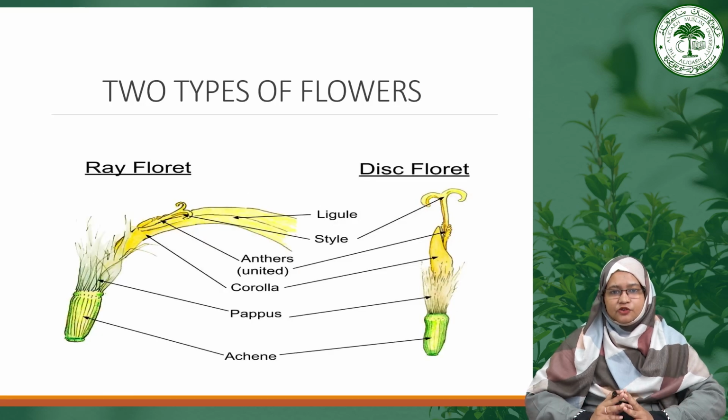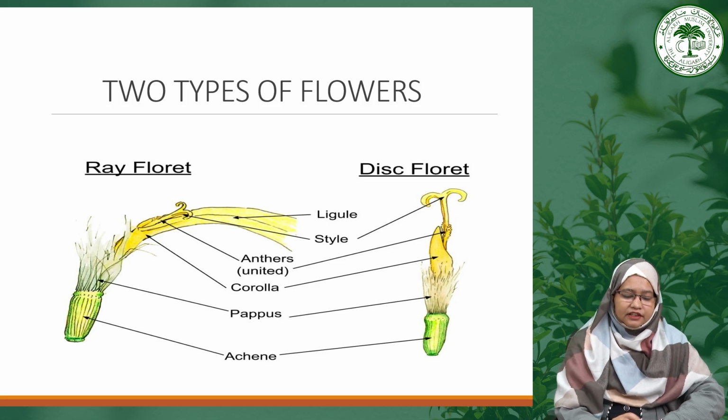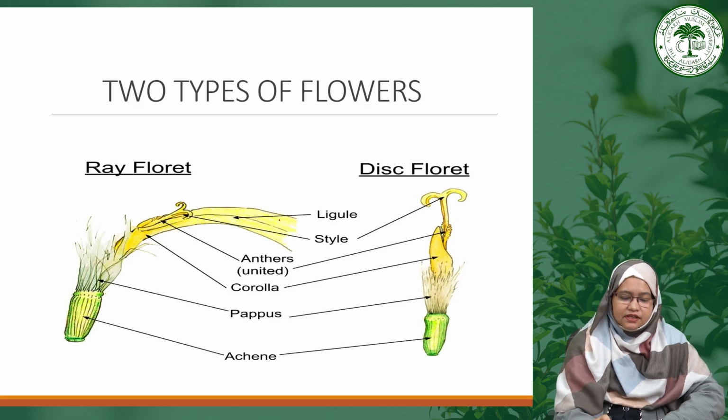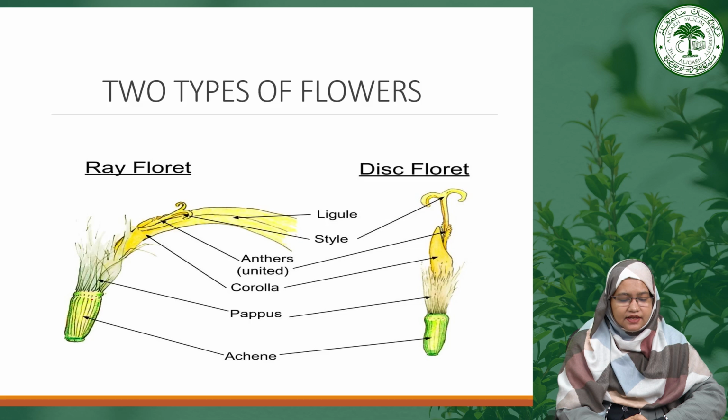So if you see these two types of flower, the first one is the ray and the second is the disc floret. Ray florets are generally present at the periphery and they have a corolla which is ligule-like shaped. As you can see, this is the corolla with a ligule shape. That's why this flower is also called the ligulate flower. Here you can see the mature ovary, which is called an achene.